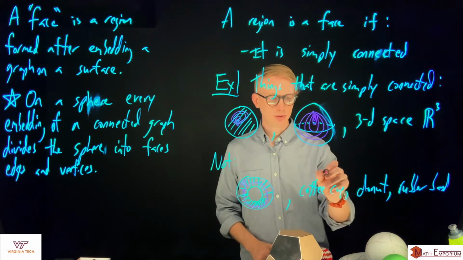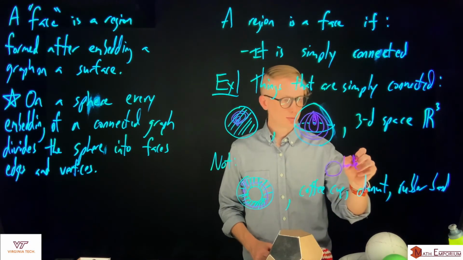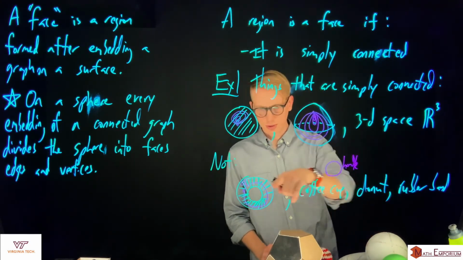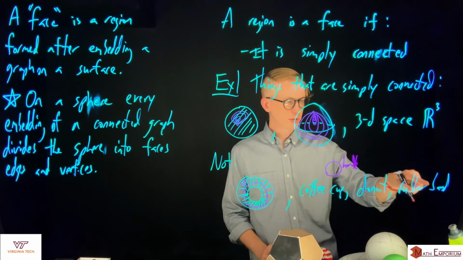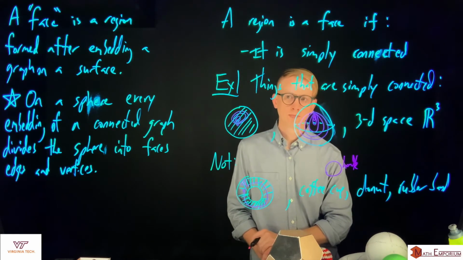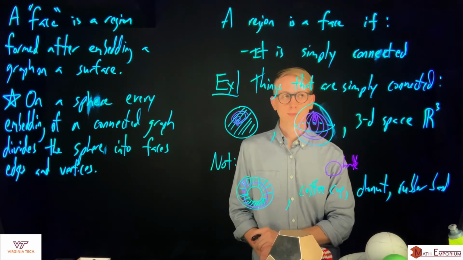The coffee cup, you just do one through the handle. Usually I bring a coffee cup, but I don't have one with me right now. On the donut, just go around the donut just like that. And the rubber band, just follow the rubber band with your rubber band, right? And you can't get it closed. All right, so that's what's important about a face: a face needs to be simply connected.